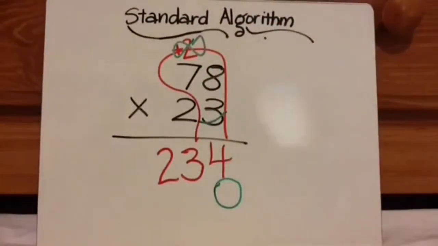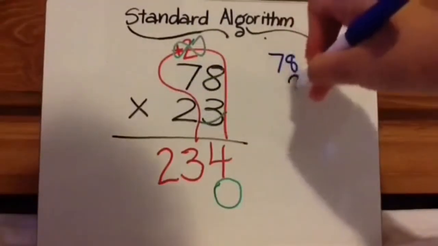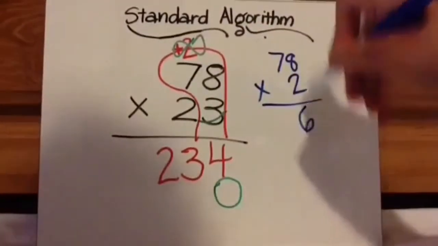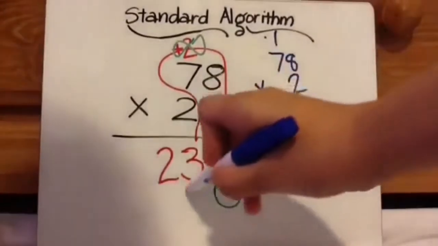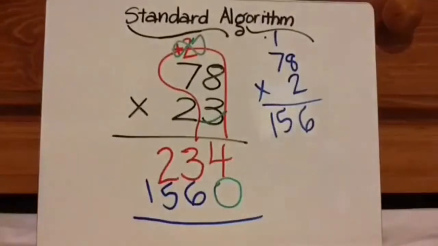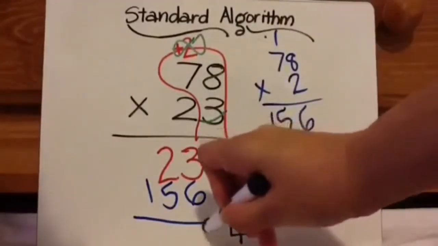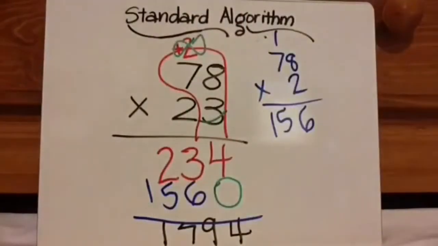Step 3 is now 78 times 2. And like I said, you can always do it on the side if this is messy for you. 8 times 2 is 16. 7 times 2 is 14, plus 1 is 15. Step 4 is add it all. I got 1,794. Now, you want to check this with commutative property.